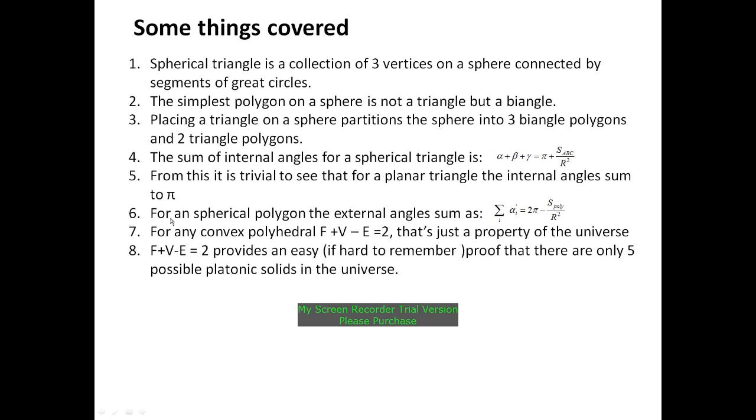Anyway, be that as it may, for a spherical polygon, any polygon on the surface of a sphere, the sum of the external angles equals 2 pi minus the area of the polygon divided by the radius of the sphere, r squared. Very interesting. That can be used to show that for any convex polyhedron in 3-dimensional space, the number of faces, f, plus the number of vertices, v, minus the number of edges equals 2.